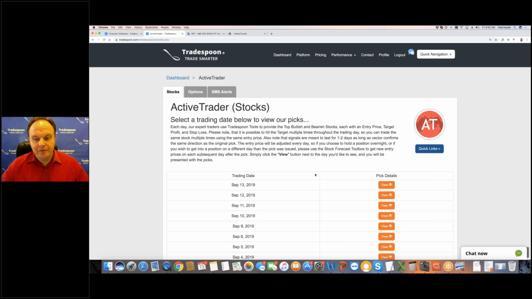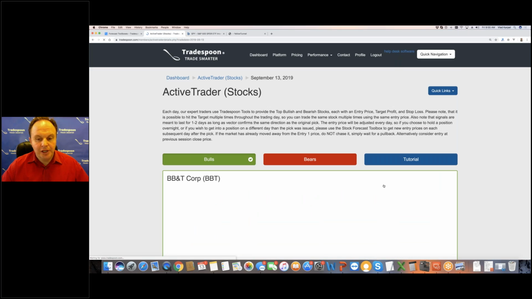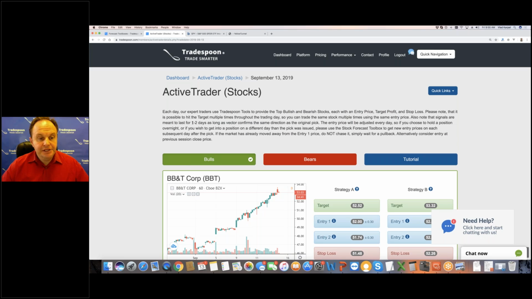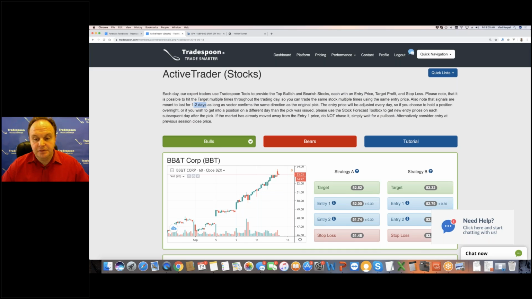ActiveTrader, where we provide 3 bullish and 3 bearish ideas on every single day. And the idea, this is day trading. Sometimes I hold the position for a couple hours. Sometimes you carry a position overnight, depending on the vector. And today, the model provided a signal for BBT. So let's analyze BBT as one of the trade ideas that was posted yesterday.